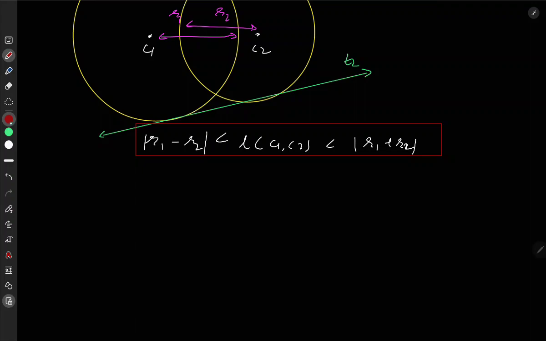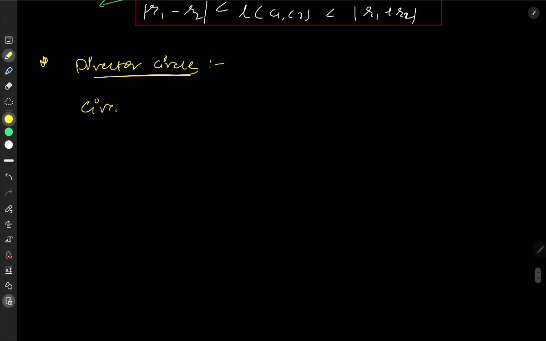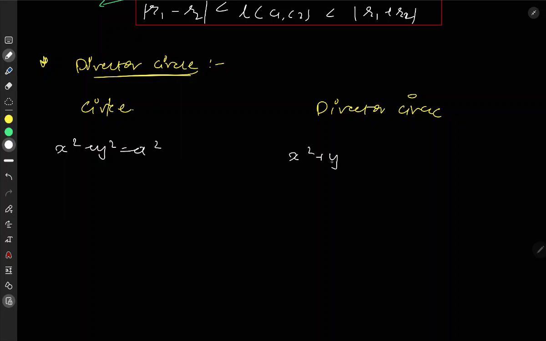So now let us understand what a director's circle is. The director's circle is the orthogonal circle. So in case of circle, now we'll see the equation of the director's circle. And yes, the circle here be x square plus y square equal to a square. So director's circle would be x square plus y square equals to 2a square.